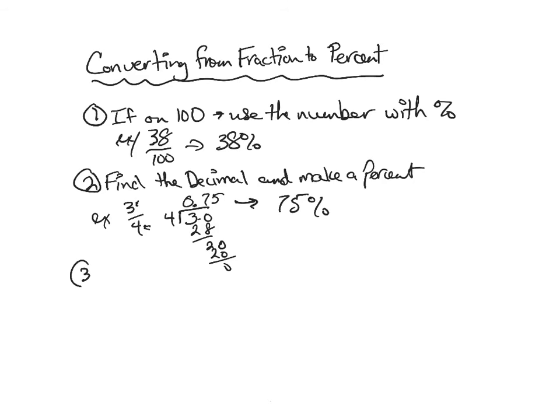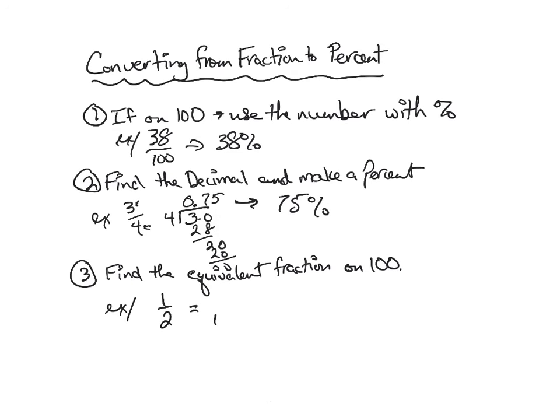The third way is to find the equivalent fraction on 100. So if, for example, I have 1/2 and I want it to be on 100, what did I do here? I multiply by 50. What do I do here? I multiply by 50, and you have 50 over 100, which is 50%.